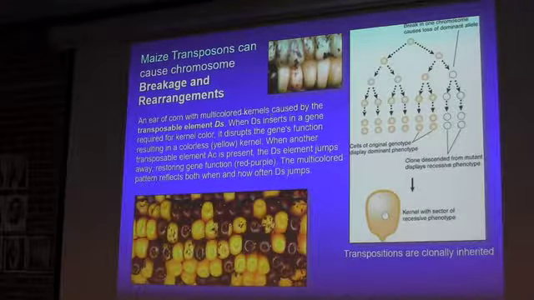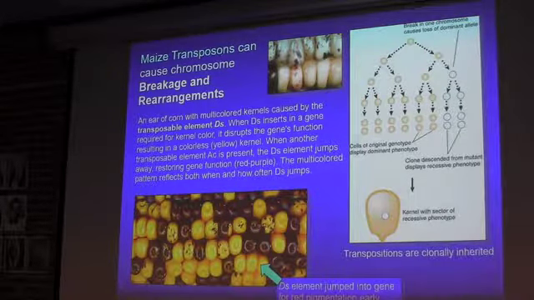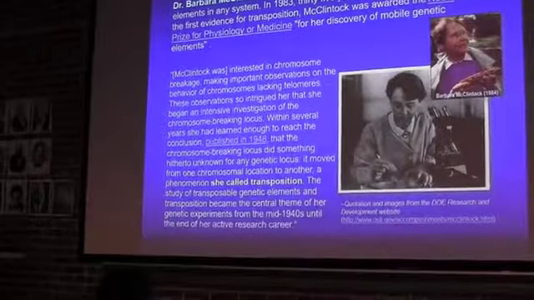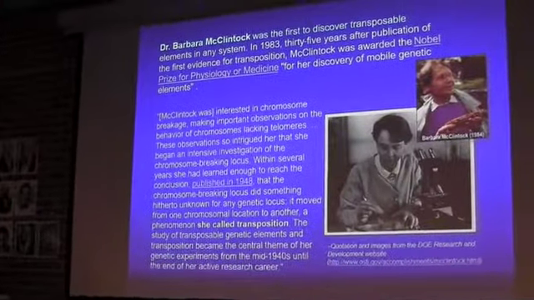Ear of corn with multicolored kernels caused by transposable element DS. When DS inserts in a gene required for kernel color, it disrupts the gene's function, resulting in colorless kernels, they're really pigments there. When another transposable element AC is present, the DS element jumps away, restoring gene function, which is back to red-purple. The multicolored pattern reflects both when and how often DS jumps. And we're going to learn about these two transposons in maize in the next slide here, I think. Nope, we're going to talk about the person who first discovered it.